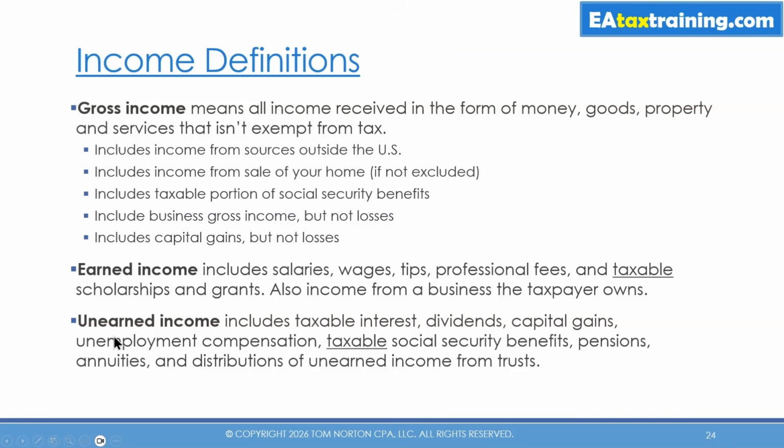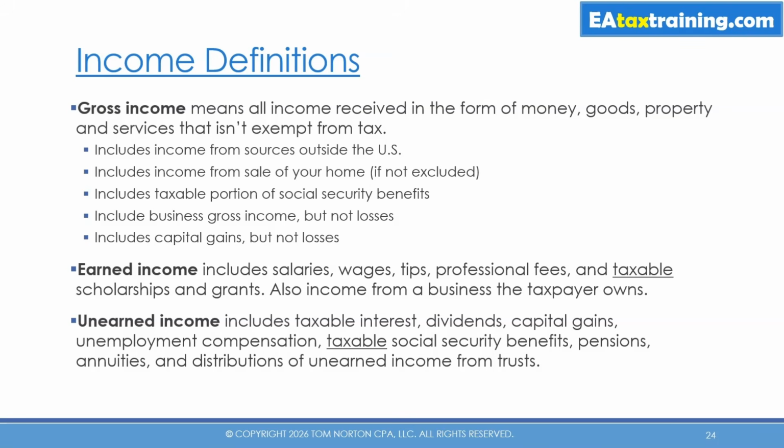Next, we have unearned income. So this includes taxable interest, dividends, capital gains, unemployment compensation, taxable Social Security benefits, pensions, annuities, and distributions of unearned income from trusts. Now, you might be saying, but wait, Tom, I worked for that Social Security, or I worked for that pension. I earned it. And that is true, but you didn't work for it in this year. You worked for it in a prior year. So this year it is considered unearned income.